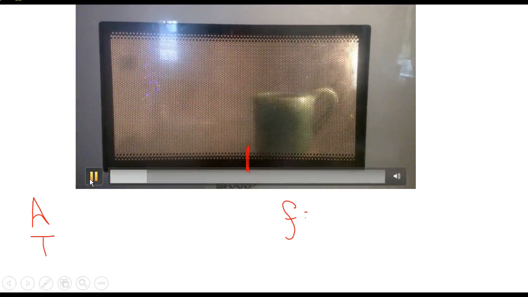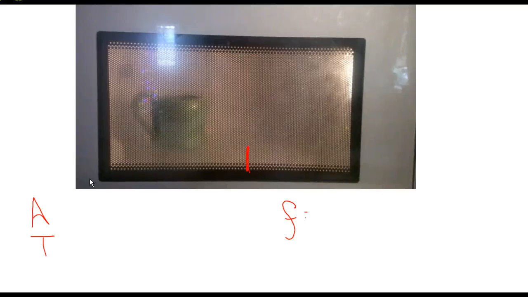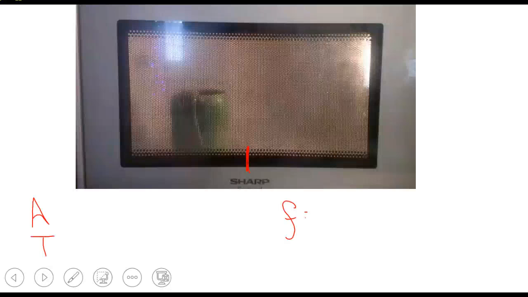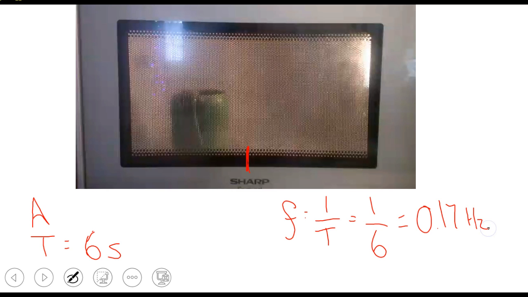Alright, so 1 Mississippi, 2 Mississippi, 3 Mississippi, 4 Mississippi, 5 Mississippi, and 6 Mississippi. Great. Okay, so I've got a period of 6 Mississippis. There we go. And so my period equals 6 seconds. I know that my frequency is equal to 1 over the period, and so this will be 1 over 6, which rounds to 0.17 hertz. Okay. And then the amplitude is pretty interesting. The amplitude is just the radius of whatever circle I'm working with.